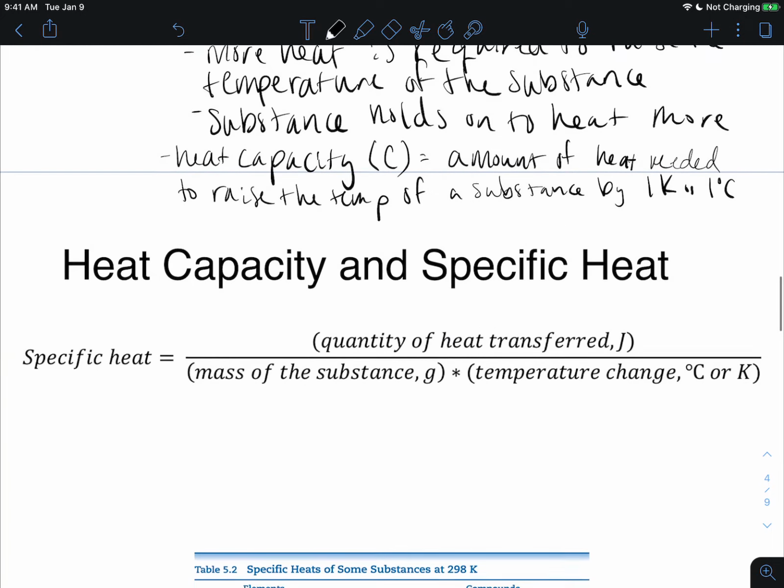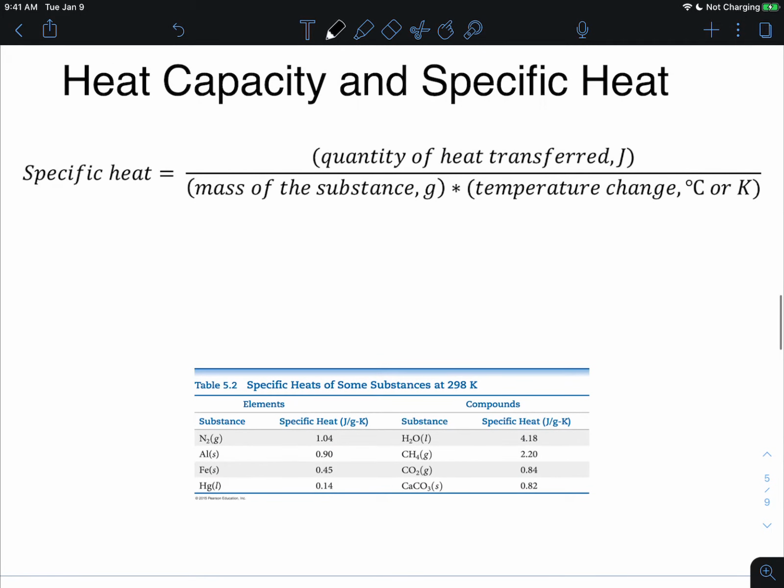Okay? So this is our equation for specific heat. Specific heat is heat, or quantity of heat transferred in joules, divided by mass of substance in grams and our temperature change in either degrees Celsius or Kelvin. You do not need to change the temperature. Okay, you're going to be looking at a change in temperature, and the change will be equivalent whether you're in Kelvin or degrees Celsius. Okay, so specific heat is going to be given as C subscript S.